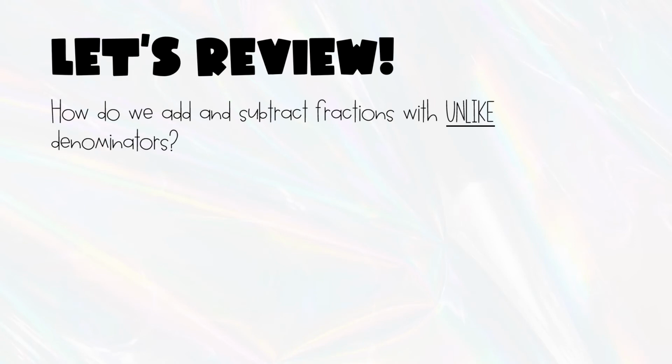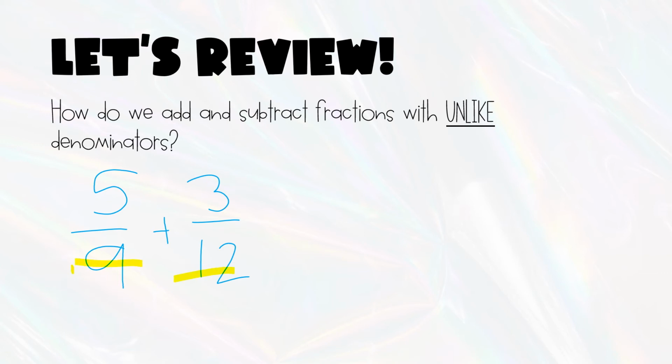Which brings us to our last slide. How do we add and subtract fractions with unlike denominators? So let's do 2 examples. We have 5/9 plus 3/12. My first step is to make sure that these are the same. So we have to find the least common multiple, which is sort of like skip counting. So I'm going to do my LCM skip counting over here. And eventually you could probably get pretty good and do this in your head, but I like to show you whenever we first start learning it.